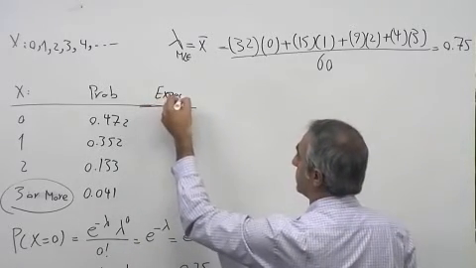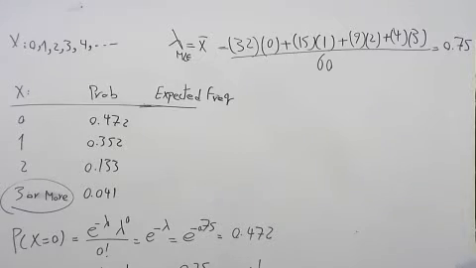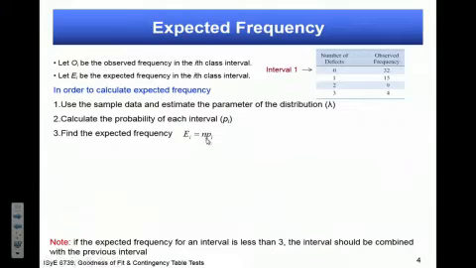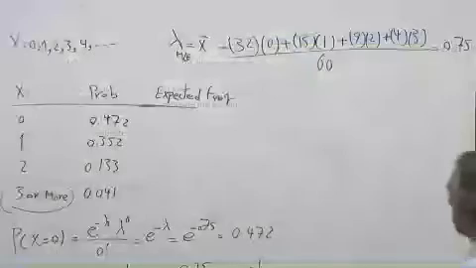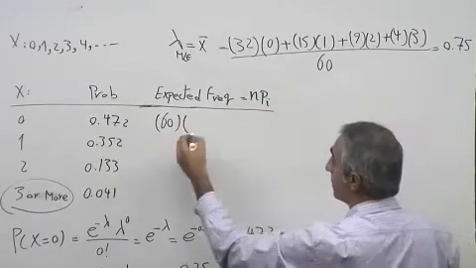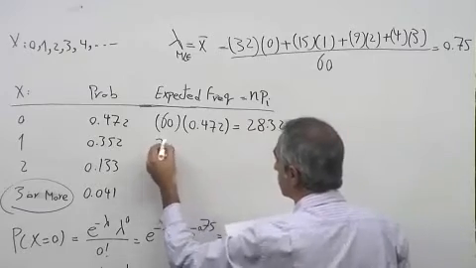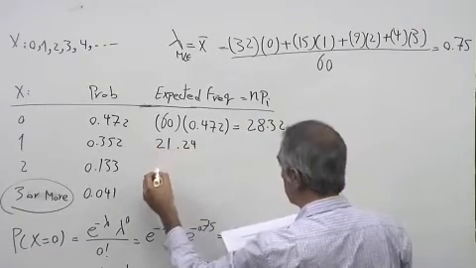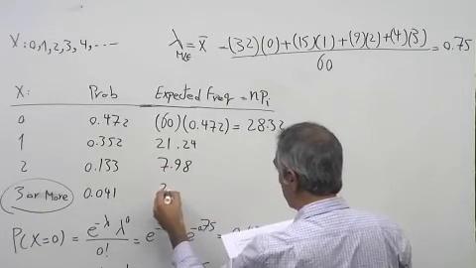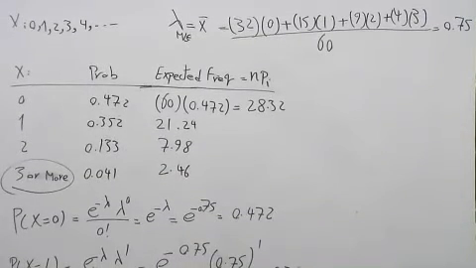Then I get the expected frequency. So for the expected frequency, how many observations do I have? N. What is the probability? P_i. So expectation is N times P_i. In this case it is 60 times 0.472, which is 28.32. Then 21.24, 7.98, and 2.46. Is it clear? Any questions so far? You good? So that's for expected.